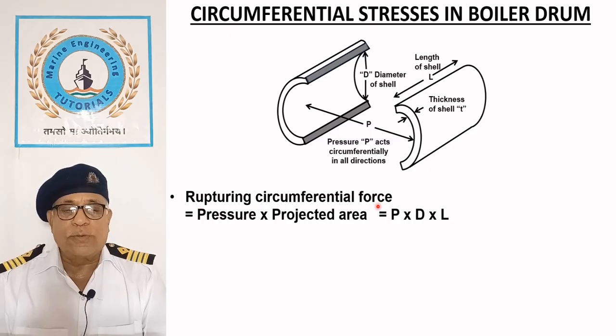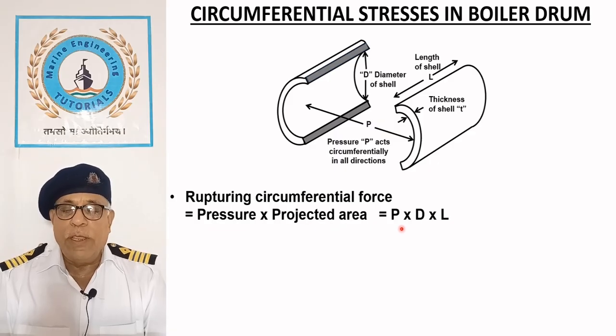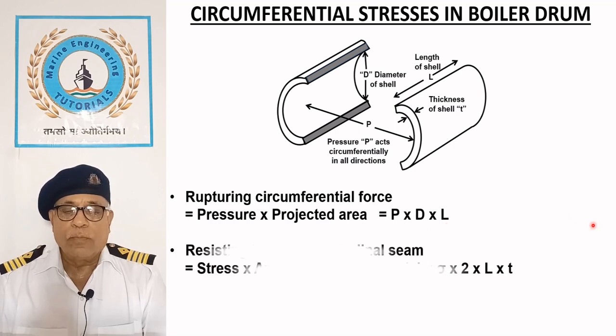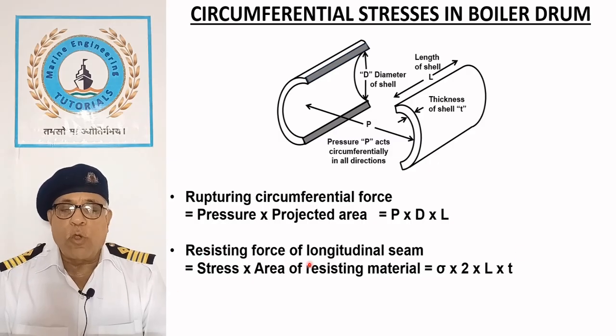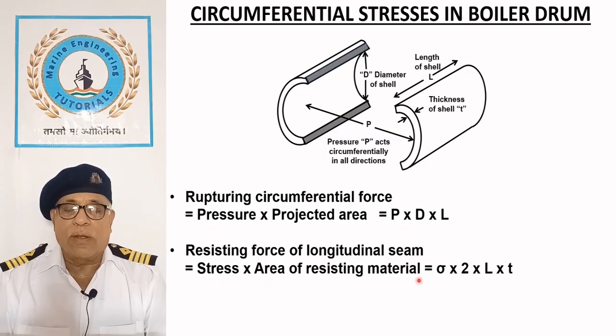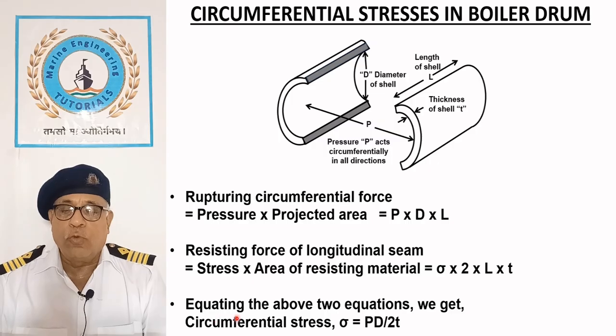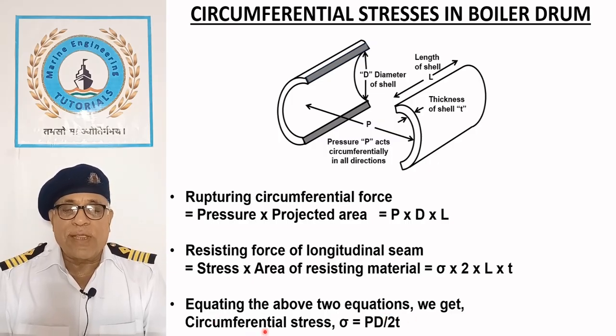Rupturing circumferential force is equal to pressure into projected area, which is equal to P into D into L. Resisting force of the longitudinal seam is equal to stress into area of the resisting material, which is equal to sigma into 2 into L into T. By equating these two, we get circumferential stress sigma is equal to PD by 2T.